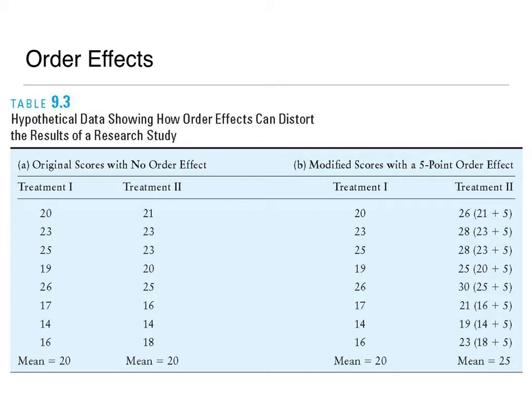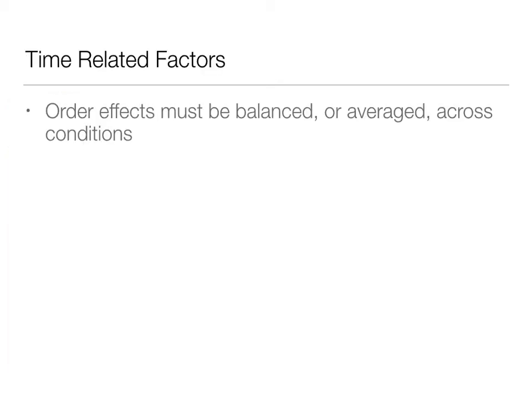Now, in this second set, we've added a hypothetical 5-point order effect. Maybe doing the second treatment second gives you those practice effects and you get better. And so you get 5 more questions right. And so then we look at those means and we have a mean that's 5 points higher than the first treatment. So now it looks like there's a difference between our two groups. It looks like our treatment mattered. But what's really going on here is order effects. And so we'll talk about how we're going to control for those. These order effects must be balanced or averaged across the conditions.